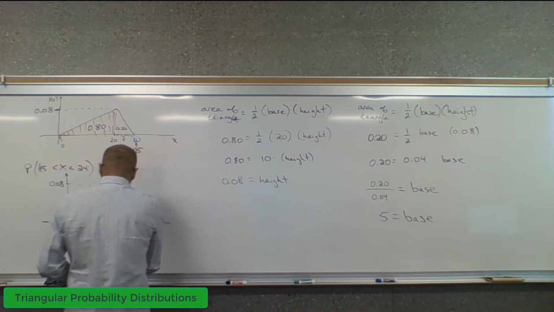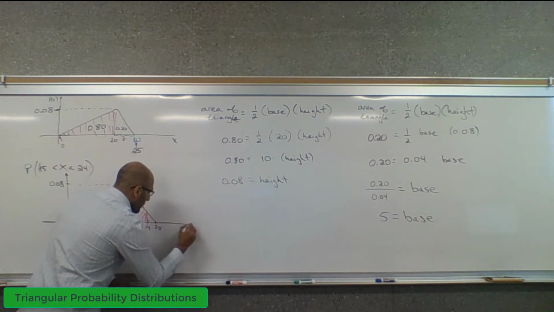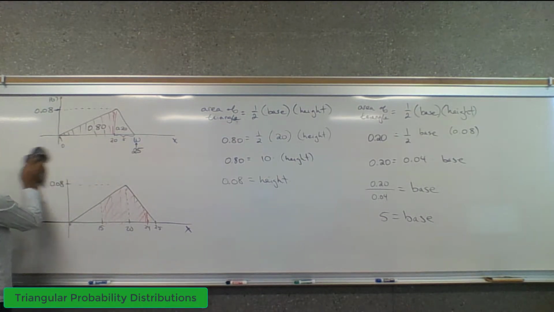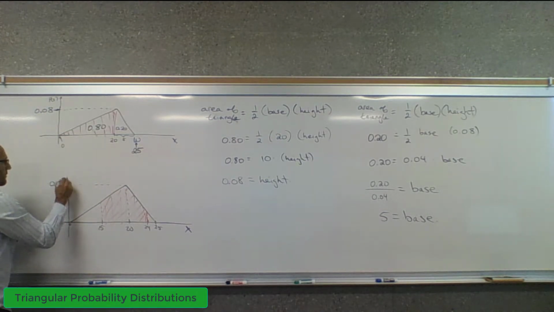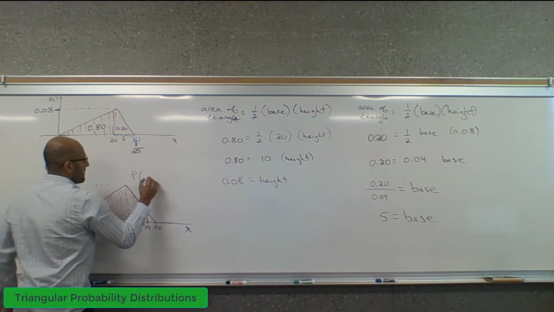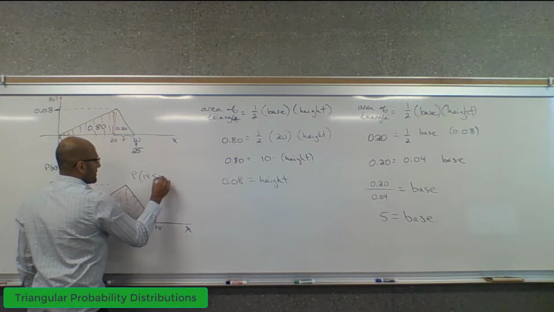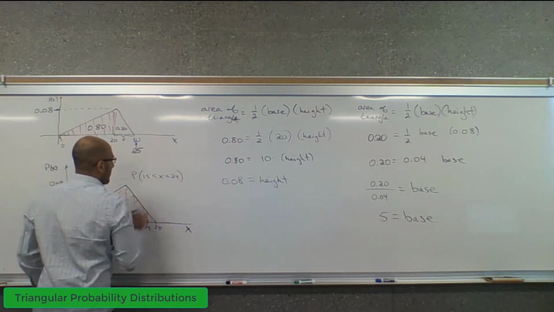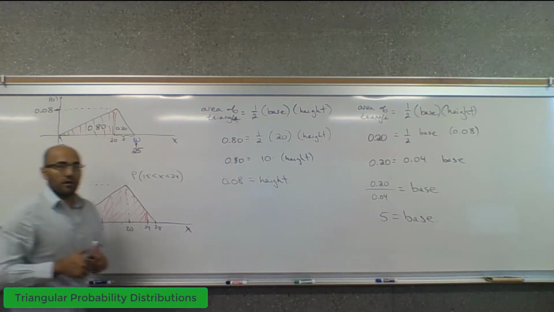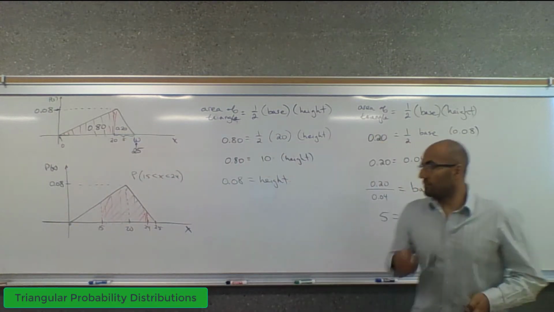Any questions? Let's do this over. So I want the probability that 15 is less than x is less than 24. Any questions?